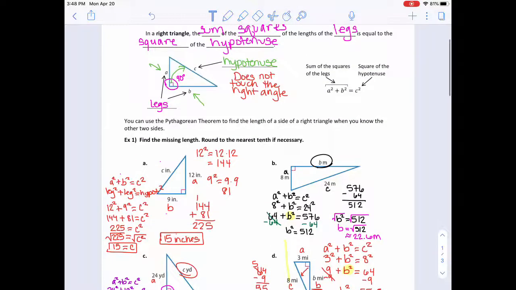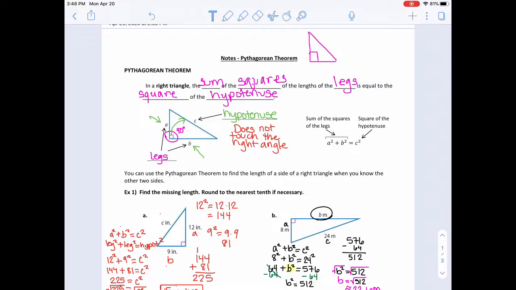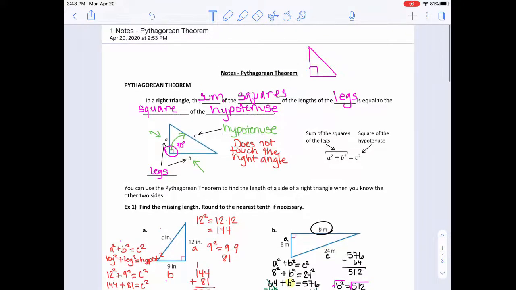If you have any questions, we will definitely be doing some problems on our Google Meet later today. And we can also answer questions on Thursday. Okay. Have a good time working on this. Pythagorean theorem is actually a lot of fun when you get it.